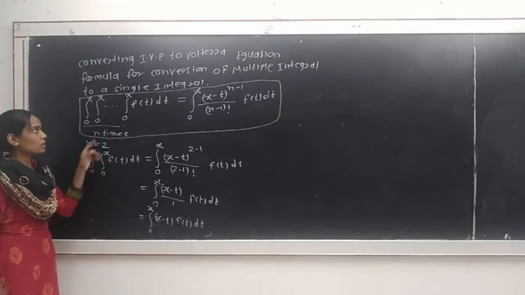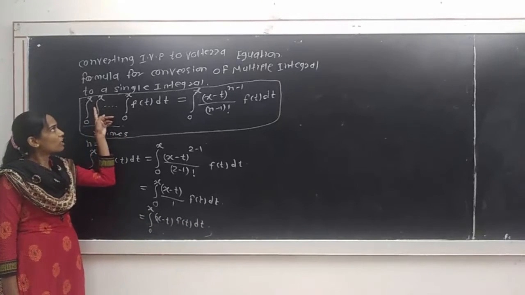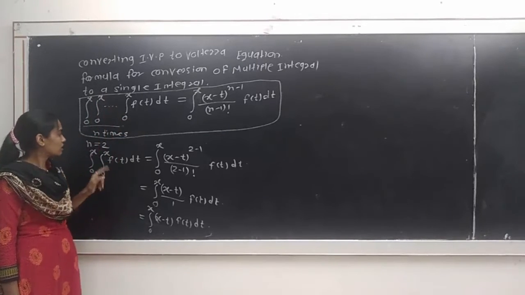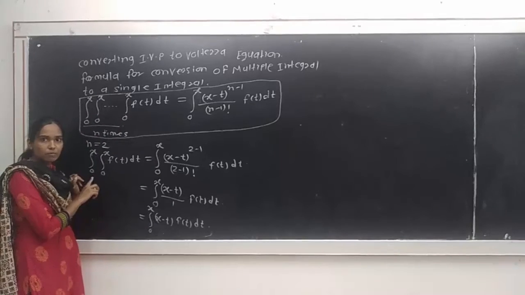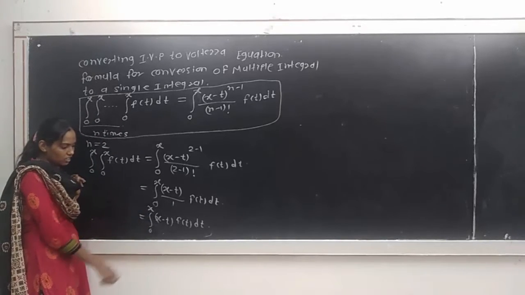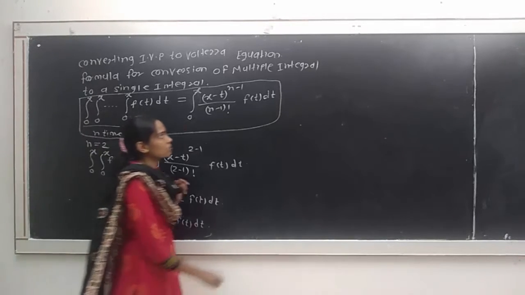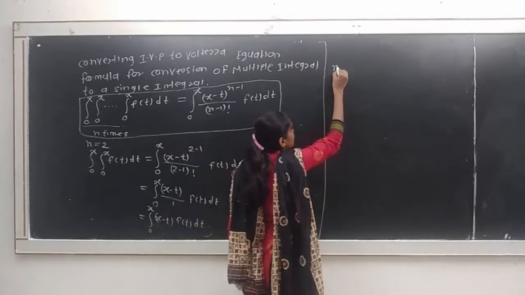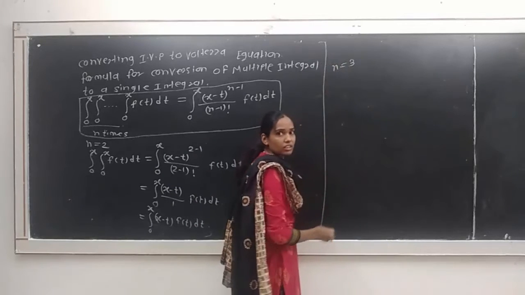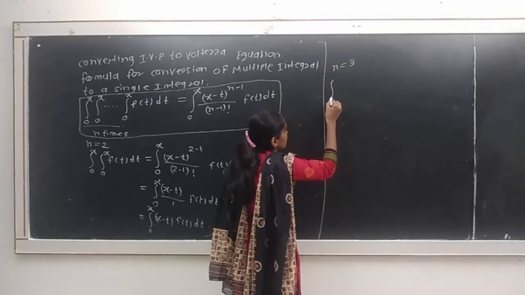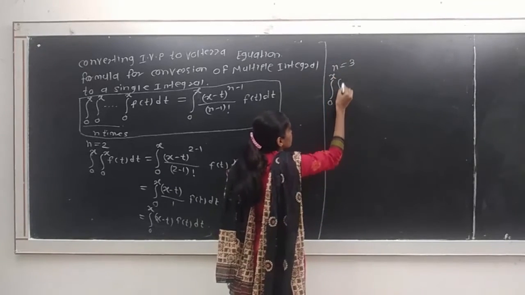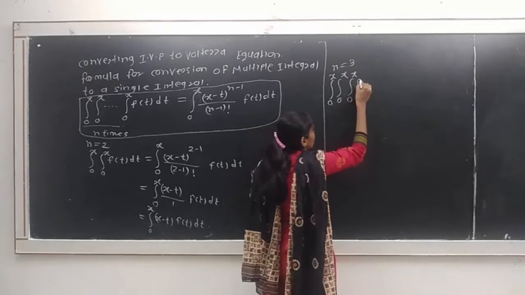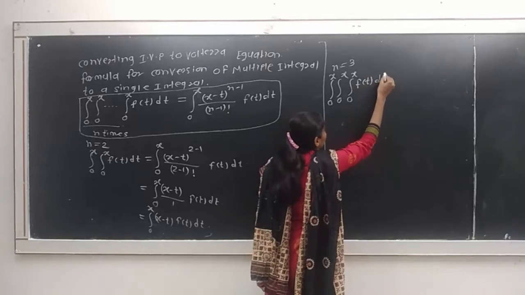In this way, by using this formula for conversion of multiple integral into a single integral, we convert the double integral into the single integral. Then suppose we take n equal to 3, then we consider the integration from 0 to x taken 3 times of f of t dt.